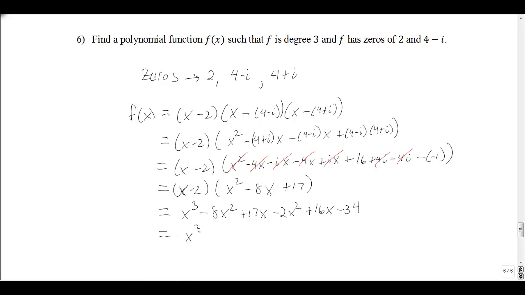When we collect these together, x cubed, we have a minus 8x squared minus 2x squared, which is minus 10x squared. Let's cross out what we've used so far again. And then we have a 17x plus 16x, that's 33x. And then we have a minus 34. So there is our answer. We should have a zero of 2 and a zero of 4 minus i, and then another zero of 4 plus i, which is forced if we want real coefficients.